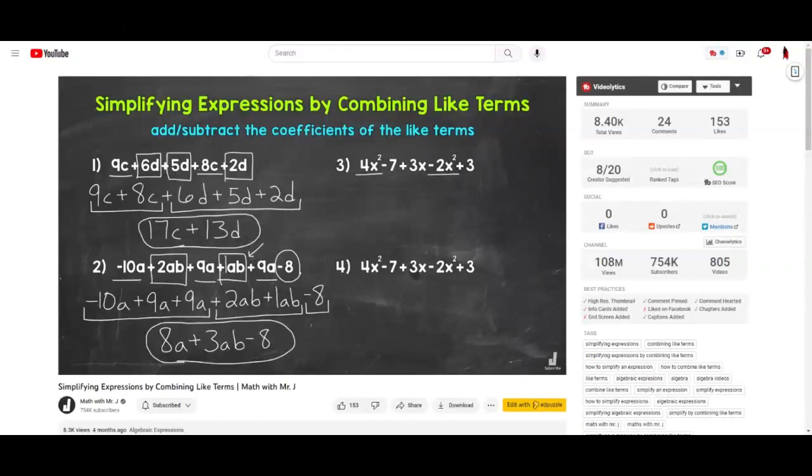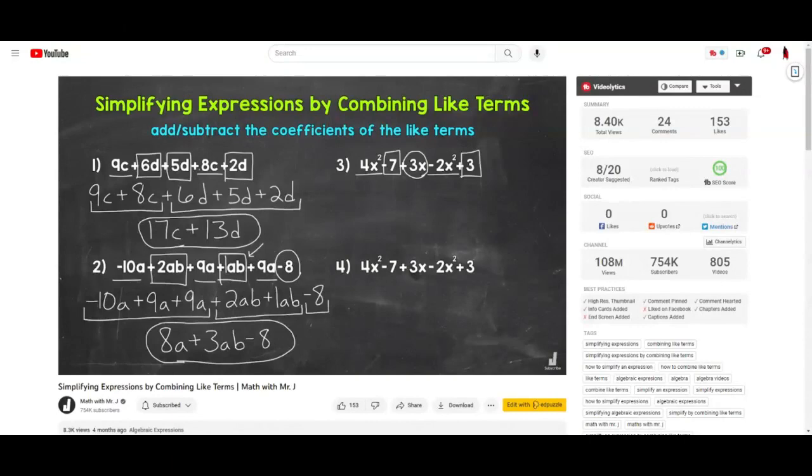Do we have any other like terms that we can combine? Yes, we have two constant terms, -7 and 3. I'll box those terms in order to separate them. And then lastly, we have 3x. We don't have any like terms to combine 3x with, but I will circle it in order to separate it from the other terms. Now we can rewrite this expression with the like terms next to each other.